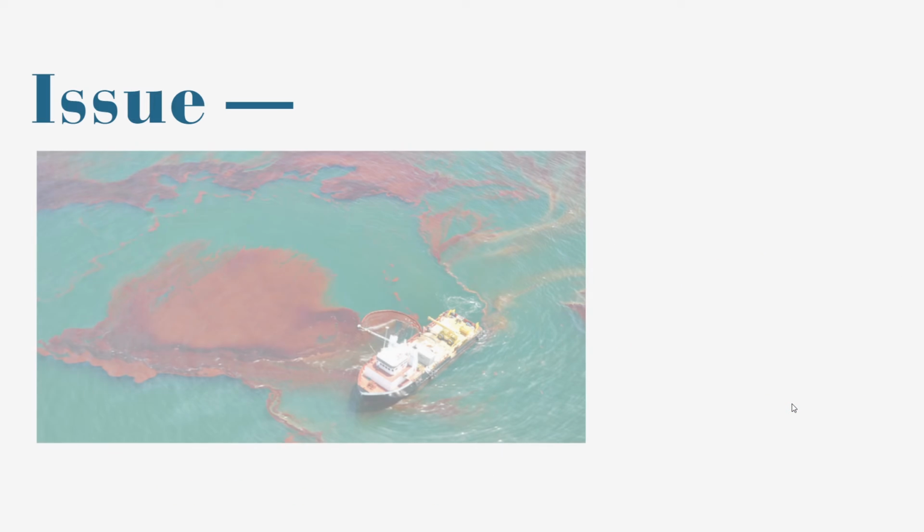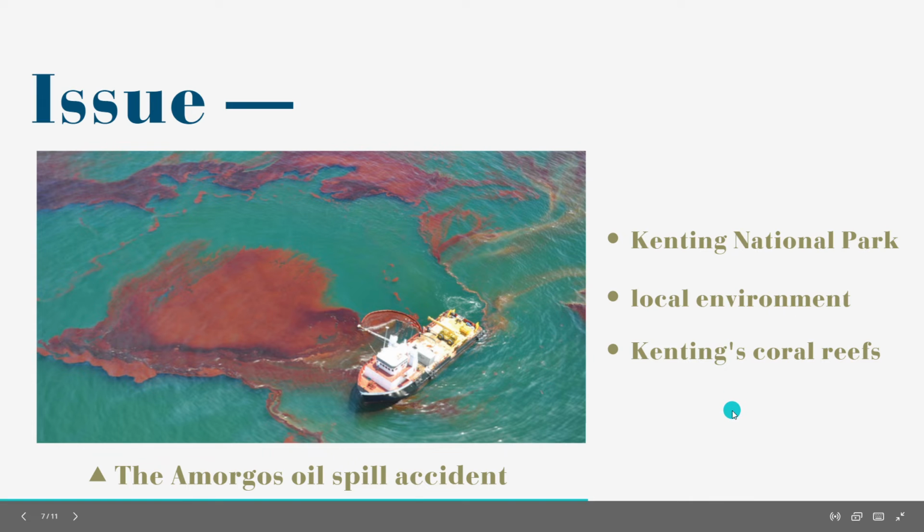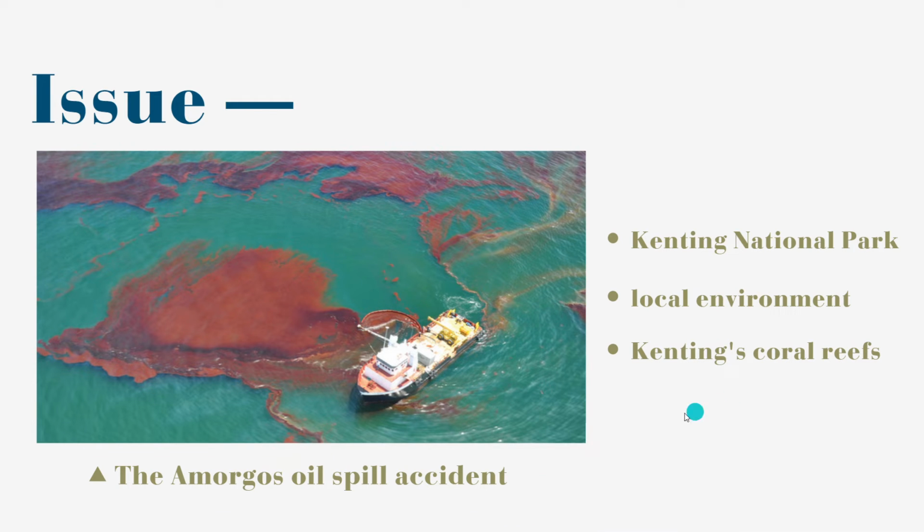Another case is about Taiwan's environment. In 2001, the Greek merchant vessel Amorgos lost power when the ship suffered engine failure near Kenting National Park. The crew subsequently abandoned the ship due to deteriorating weather and sea conditions. The hull of the Amorgos broke down and oil began to leak from the vessel.